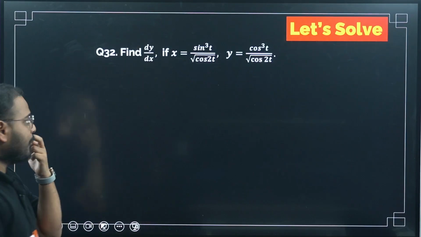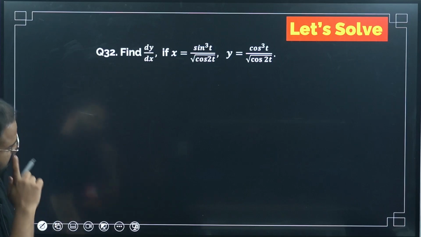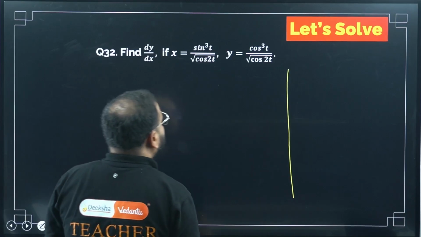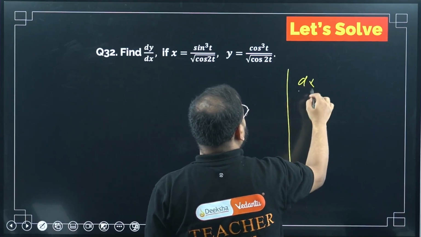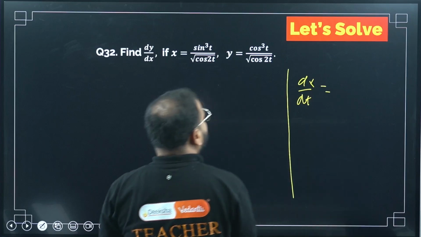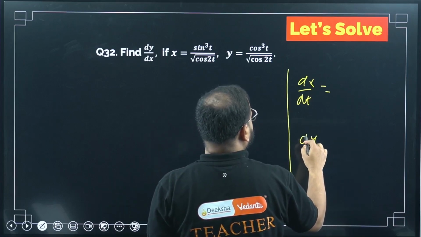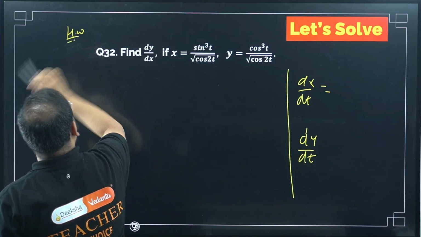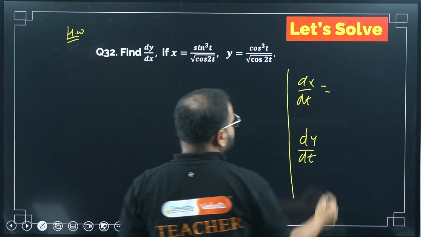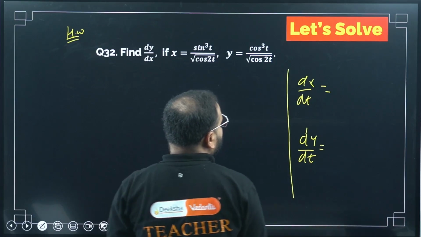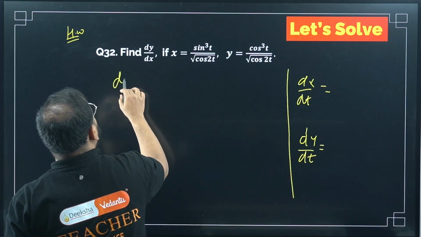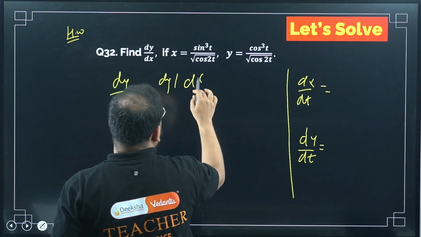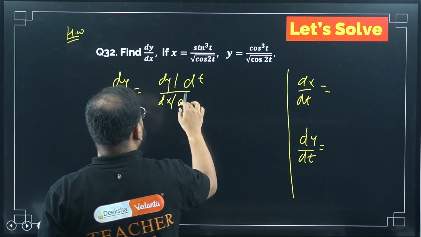Okay, moving on. Question number 32. Same approach. What you have to do here? You have to find dx by dt and dy by dt. I'll give this as homework. Same approach. dy by dt, what will this be? Same check here. dy by dt you get again, and then dy by dx will be what? dy by dt upon dx by dt.